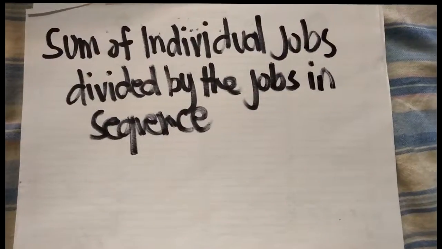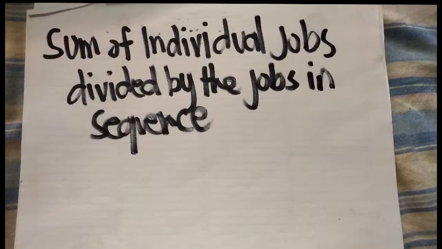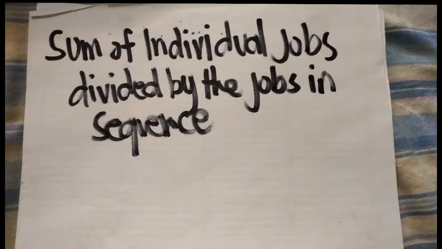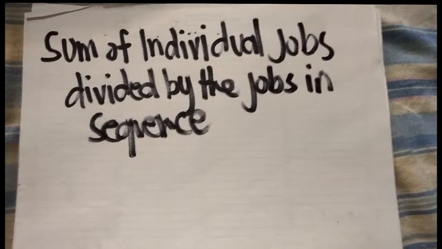Next one will be the job flow time. Job flow time measures response time, or the time a job spends in the shop from the time it is ready to be worked until it is finished. It includes waiting time, setup time, process time, and possible delays. So this will be the solution for job flow time: sum of individual jobs divided by the number of jobs in sequence.